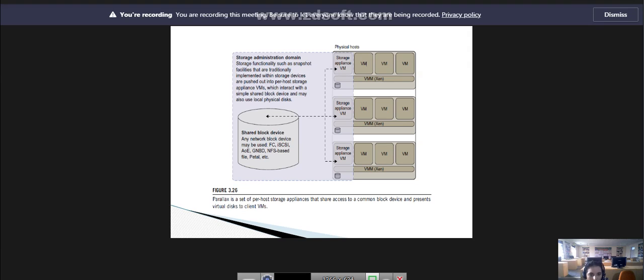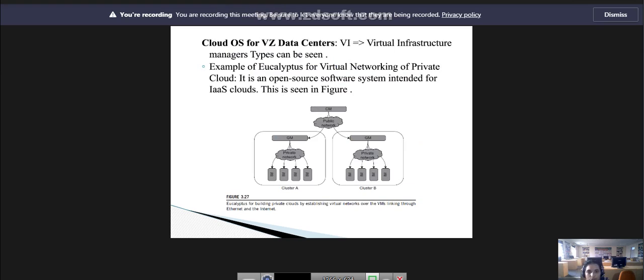And these are the different virtual machines we have. A group of virtual machines is available in the hypervisor. This is the storage here. In this we have resources. This is the diagram of the Parallax. Next, coming to cloud operating system for virtualization data centers.